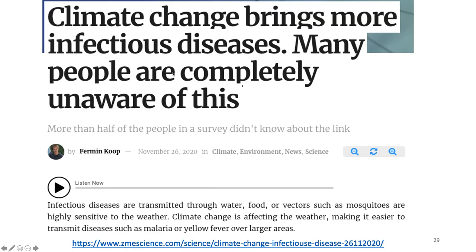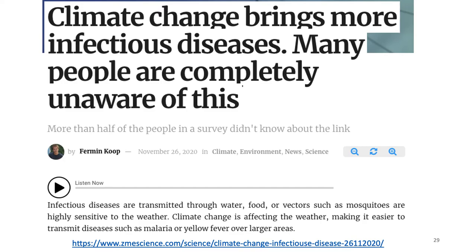And because we're in the middle of a pandemic, I thought I'd talk about the effects of climate change on infectious diseases. Climate change will bring more infectious diseases, and it already has. I'm not going to go into a lot of this.